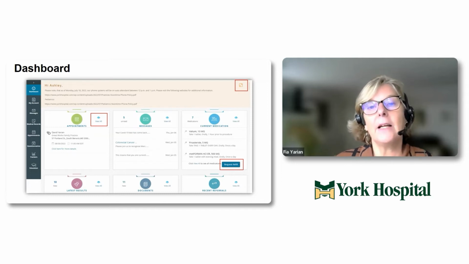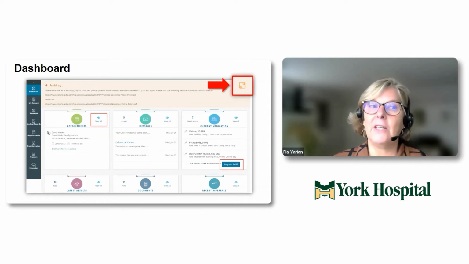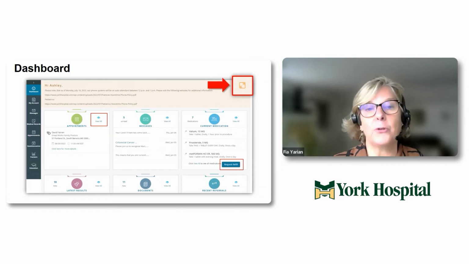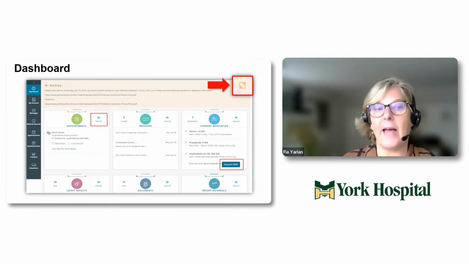By clicking on the box at the top right, that expands this box so that it's easier to read all the information there. Then you don't need to scroll up and down to see all the notifications that are included in that box.